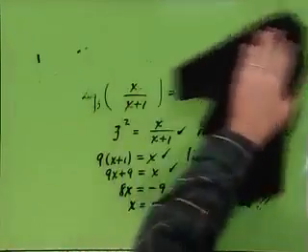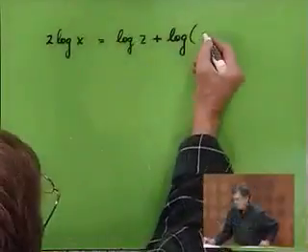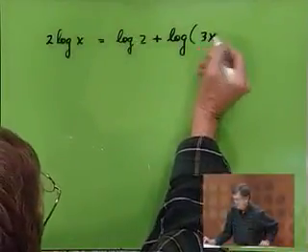Okay, let's take another example. Okay, let's try solving this problem. It says 2 log x equals log 2 plus log of, let's say, 3x minus 4.